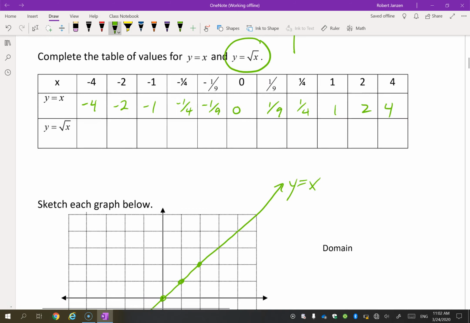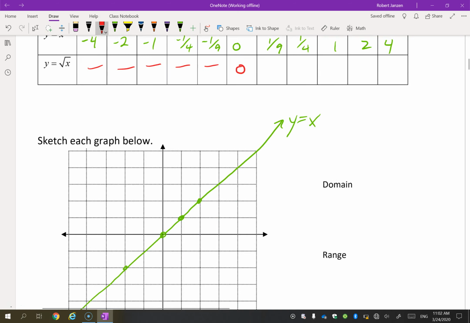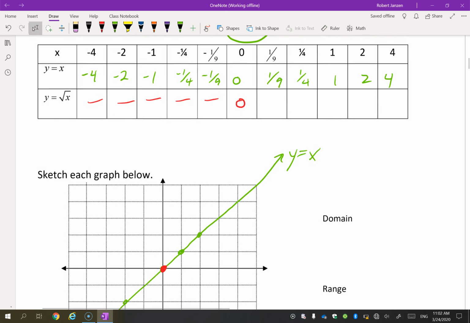And what we want to do is take a look at what happens when you take the root of x. Well, a couple things to note. First of all, if we take the root of -4, that doesn't exist. So the graph does not exist where the x values are negative. Okay, but then at 0, we have a value. So let's put that here. At 0, the root of 0 is still 0.